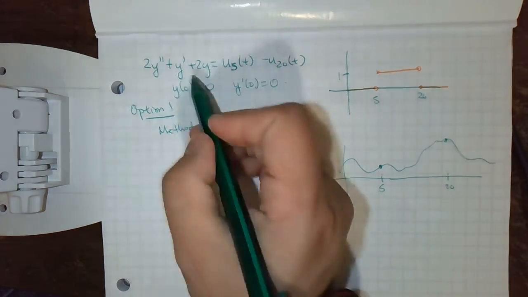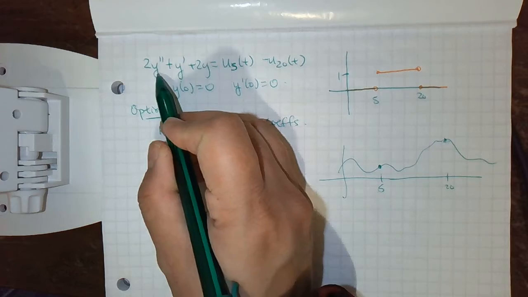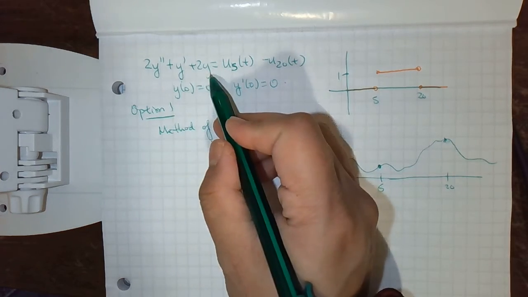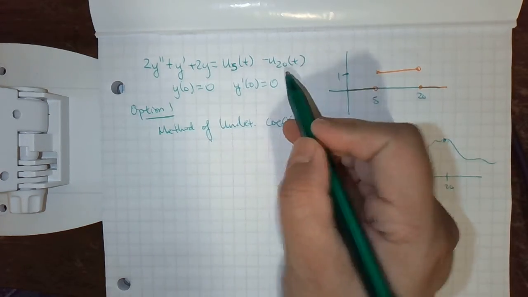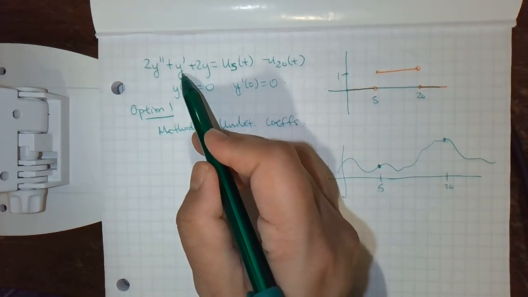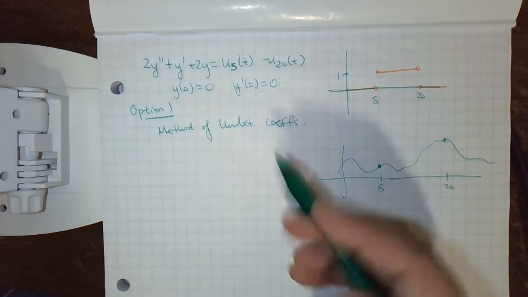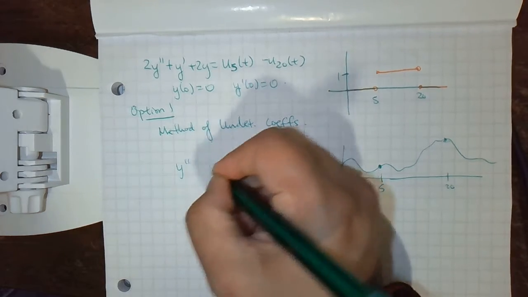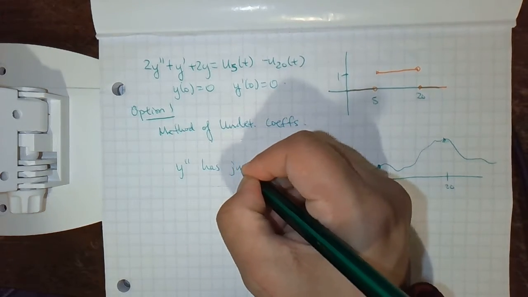And actually, you look at this y double prime, your y prime, and your y, and you say, how could this possibly add up to this discontinuous function? Well, if you make your y and your y prime continuous, then it's the y double prime that has jump discontinuities.